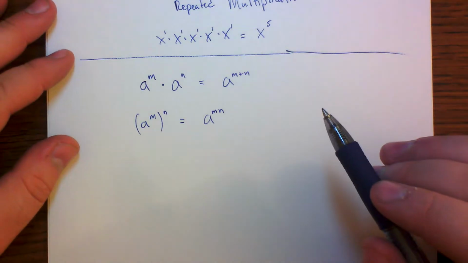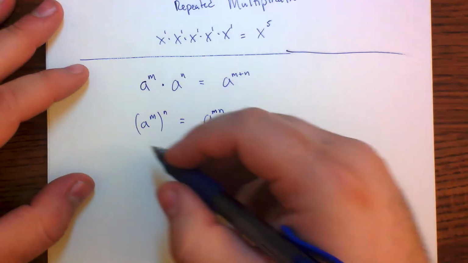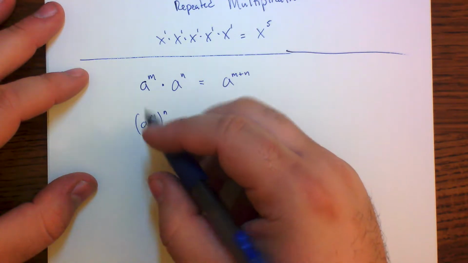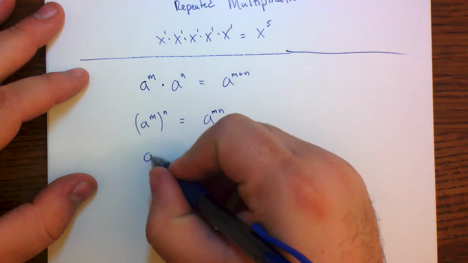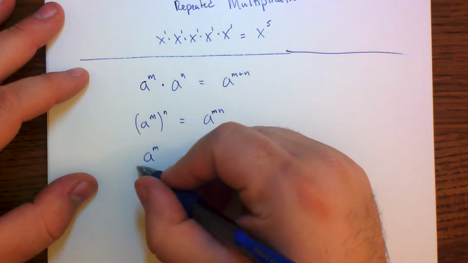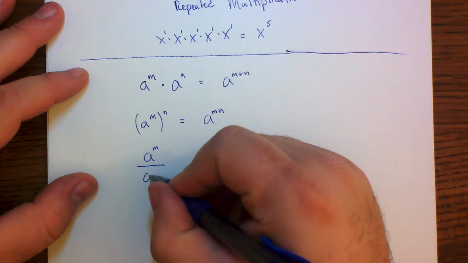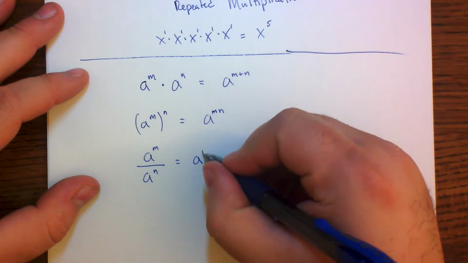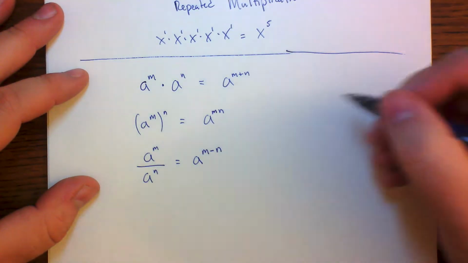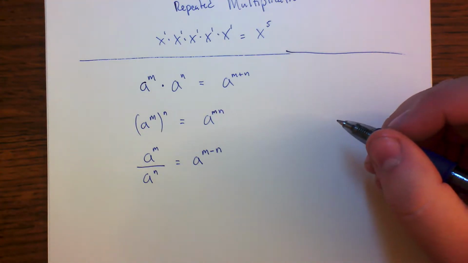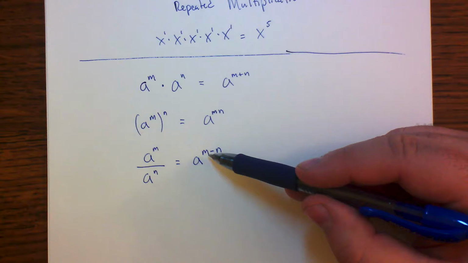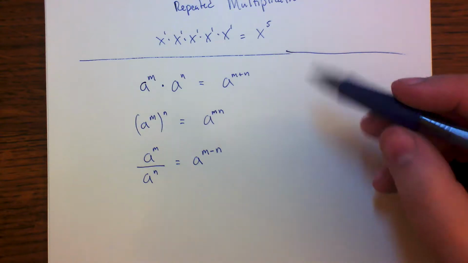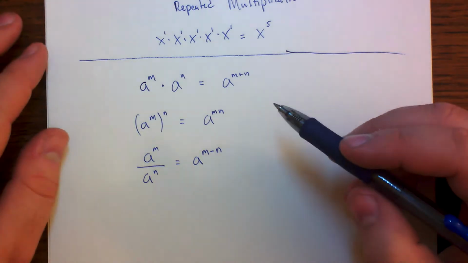Now, another rule that we use falls under the quotient rule. You have that same base a raised to the m power divided by a raised to the n power. That gives you the same base a, but this time the exponents subtract. That's really tricky if you get into where m is a smaller number than n, and that turns into a negative exponent. That's another video we'll talk about.